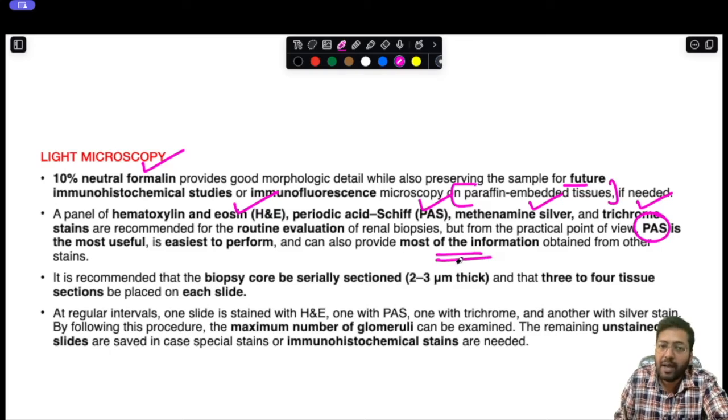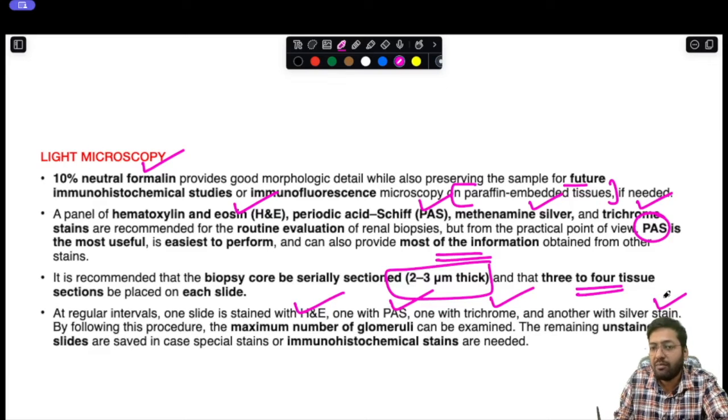It is recommended that the biopsy cores be serially sectioned 2 to 3 micrometer thick, and that 3 to 4 tissue sections are placed on each slide. At regular intervals, one slide is stained with H&E, one with PAS, one with trichrome and another with silver stain. By following the procedure, maximum number of glomeruli can be examined. The remaining unstained slides are saved in case special stains or IHC stains are needed.